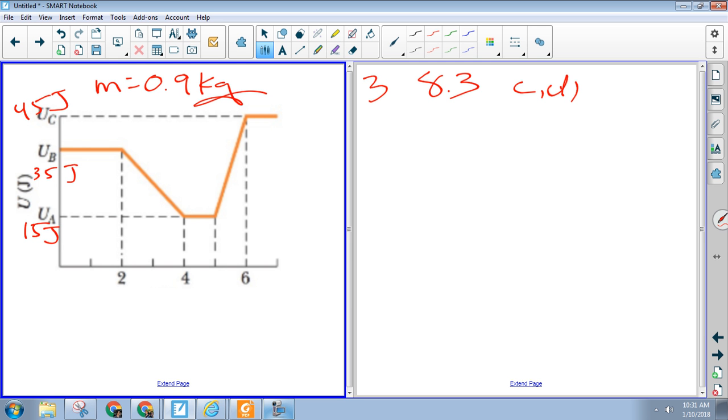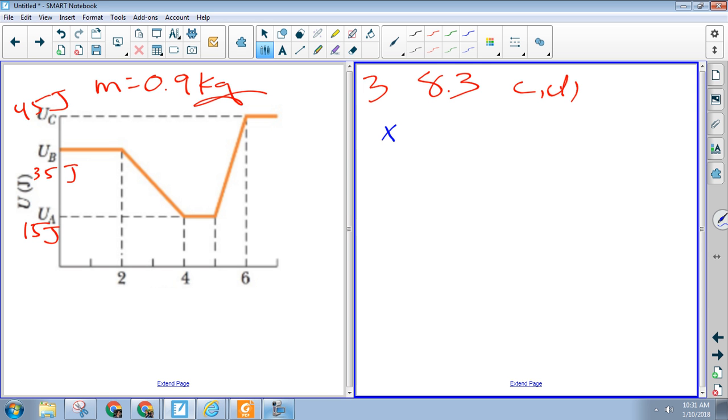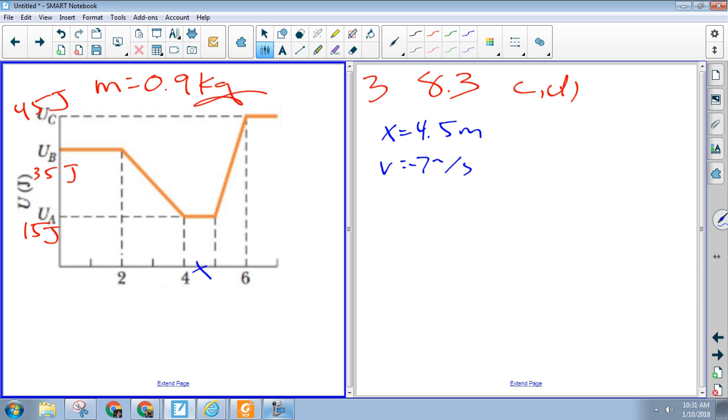The particle is released at x equals 4.5 meters, and at that point, it's got a velocity of 7 meters a second. And it's headed in the negative direction. So I'm going to put a little negative sign there, because that feels like it's probably important. So it's released from here, moving this way. Does that make sense? All right.